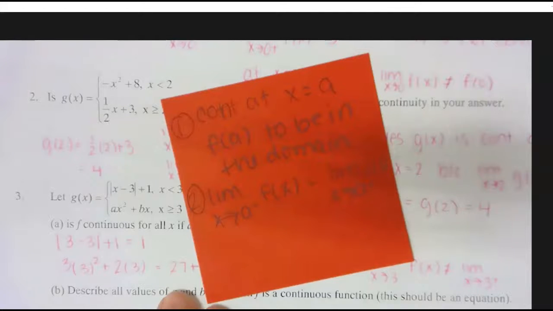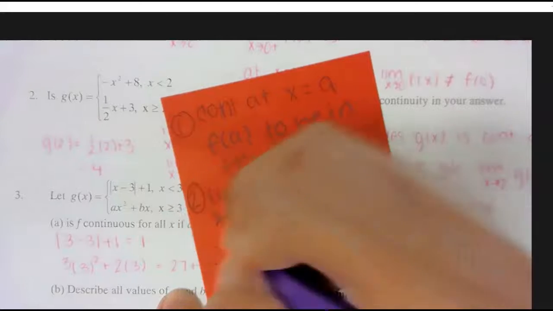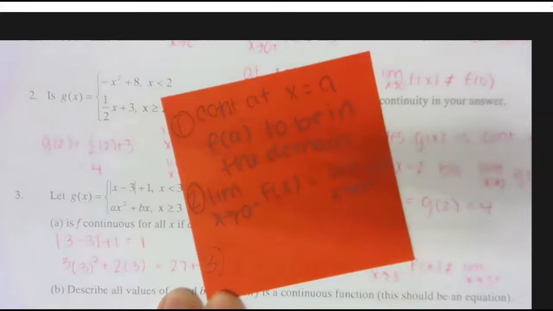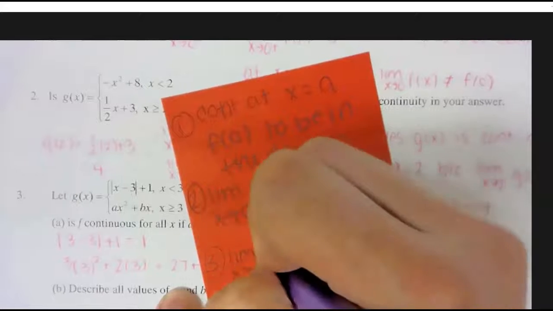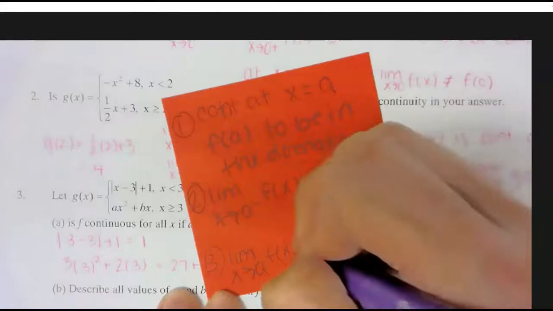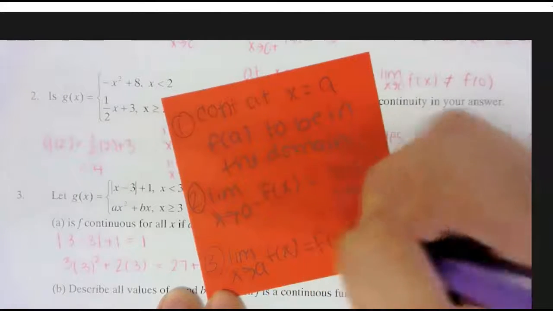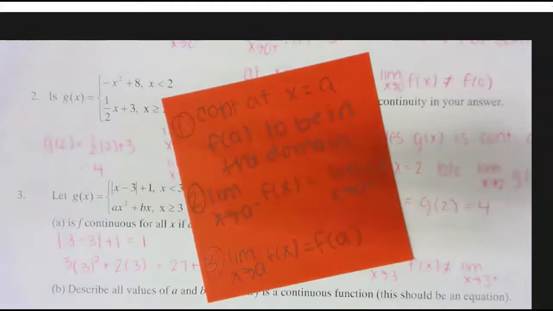If both of those are true, then the third rule or law of continuity is that the limit as x approaches a of f of x has to equal f of a. Meaning the answer I got in number 1 has to equal the answers I got in number 2. If those 3 things are not true, then f of x is not continuous and fails the definition of continuity.